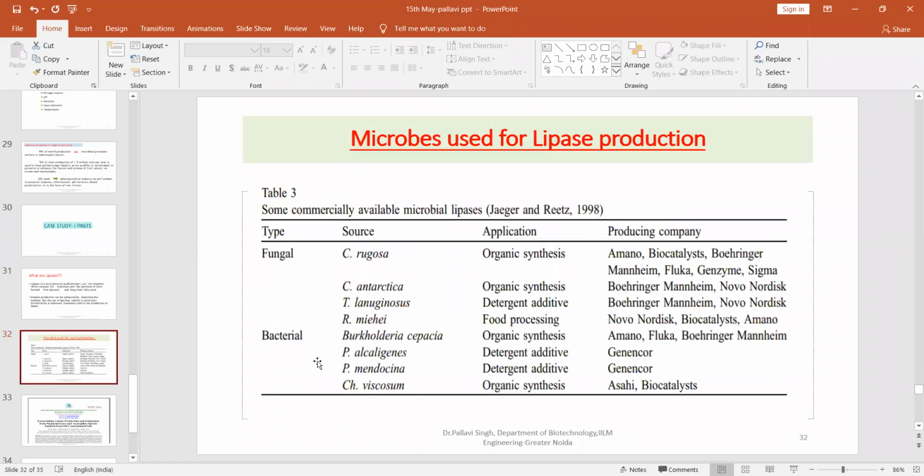Regarding the applications and the microbes which are used for lipase production, we can use these fungi, C. rugosa, C. antarctica, for producing the lipase, or we can use these bacteria, P. alkaligenes, P. mendocina. You can see the applications: if you are using the fungus C. rugosa, then the produced lipase is going to be used for organic synthesis. If we are producing from P. alkaligenes, it is going to be used as a detergent additive. So you need to remember which is the microbe and what is the application.